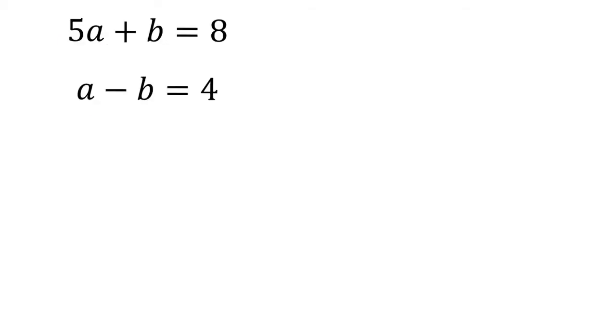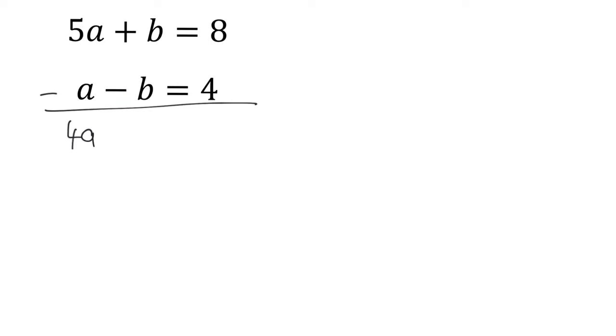In the second example, we've got 5a plus b equals 8 and a minus b equals 4. Now the last time what we did is we subtracted the two equations. If we were to subtract the equations again, what we'd have is 5a take away a is 4a. We have b take away minus b. When you take away a minus, that means you add.